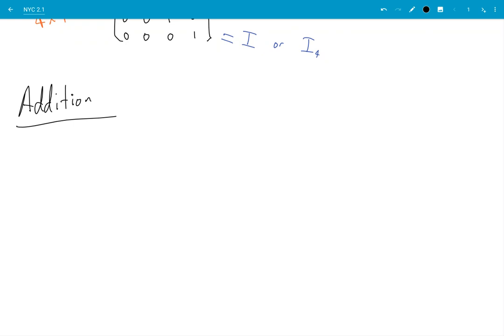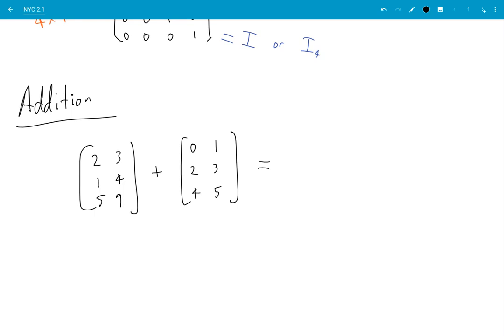Okay, when we have two matrices of the same size, you can add them together in the obvious way. Okay, you just add corresponding entries. Let's make sure I'm not screwing up these additions. So yeah, just do the obvious thing. This is how we will define addition.